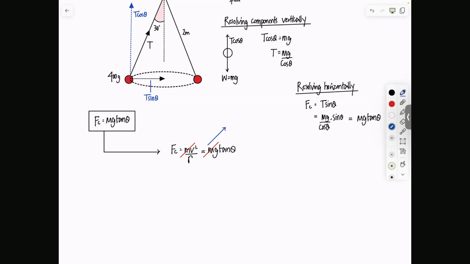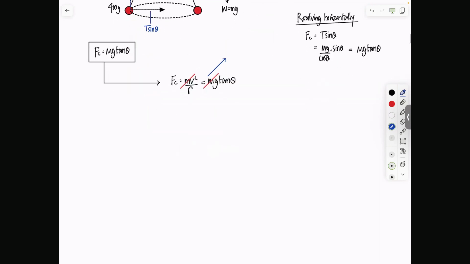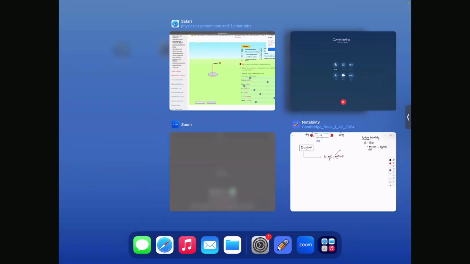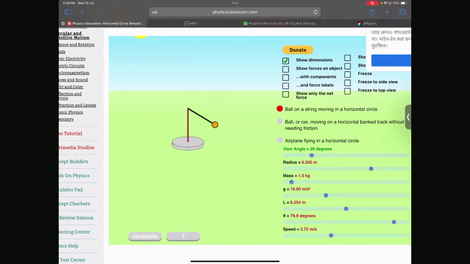Do you know what the implication of that is if the mass cancels out? Yeah, there's no effect of mass. So if you had a bob here which is lighter or heavier, how would the rotation change? It wouldn't change. The rotation that takes place here is independent of mass. If you look at this previous example, do you see there's a slider that says mass 1 kilogram? What will happen to the rotation if I increase my mass?